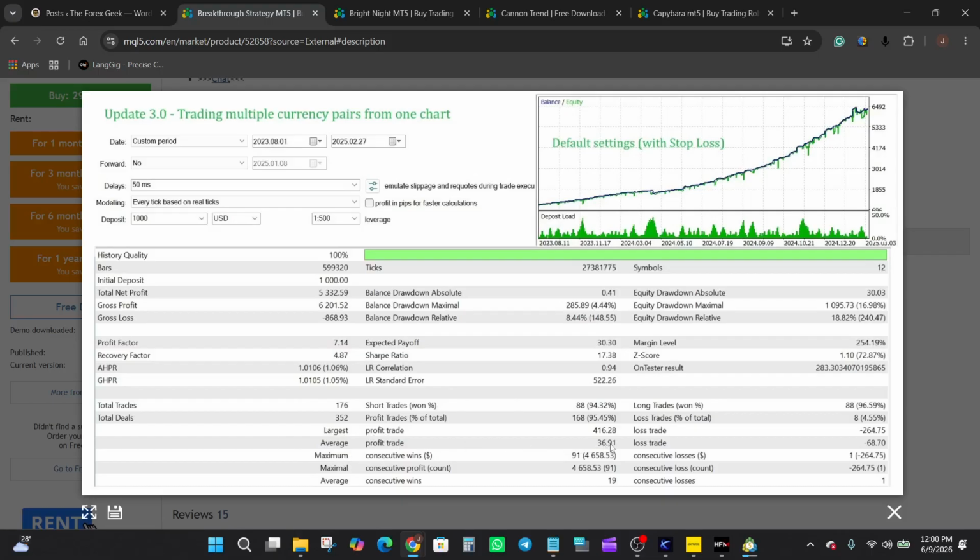Largest profit trade was 416.28. Largest loss was 264.75. Average profit 36.91. Average loss 68.7. This shows that the risk to reward ratio on average is bad, but the win rate is excellent. And this win rate would have contributed significantly to this profit of over 530%. The duration for the backtesting was from 2023 August 1st to 2025 February 27th.